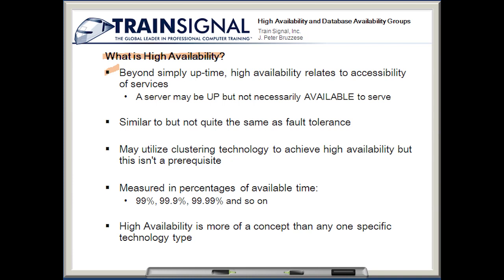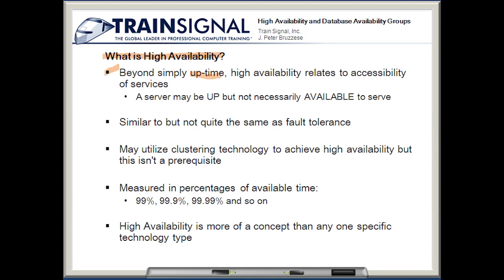As an example, let's consider Exchange. What if your Exchange database becomes corrupted and your server is still up, and individuals can still access the server per se, but not necessarily access their mailbox? Uptime hasn't been affected just yet, although it might be certainly if you have to bring the server offline. But you would not say that that server is available to serve, especially if its primary function is as an Exchange server. So in a sense, it is uptime, but it goes a little bit further than just uptime.